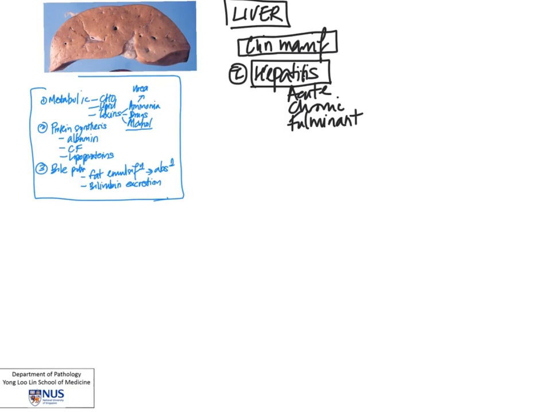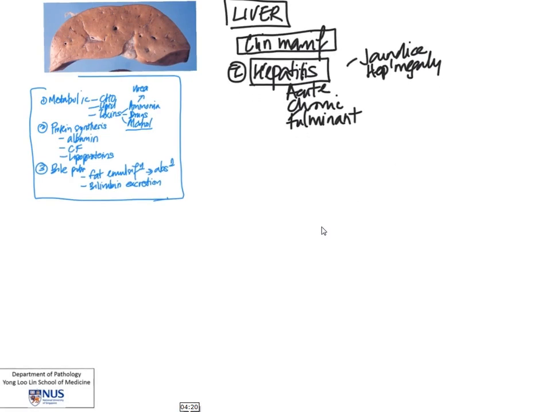Now, for hepatitis, how do we know that patients have hepatitis or are presenting with a hepatitic picture? Often, clinically, there may be jaundice. On examination, there may be hepatomegaly, and there may or may not be an accompanying fever. Another way that we can see that there is a hepatitic picture is the liver function tests, which will be abnormal. The liver enzymes will be abnormal.